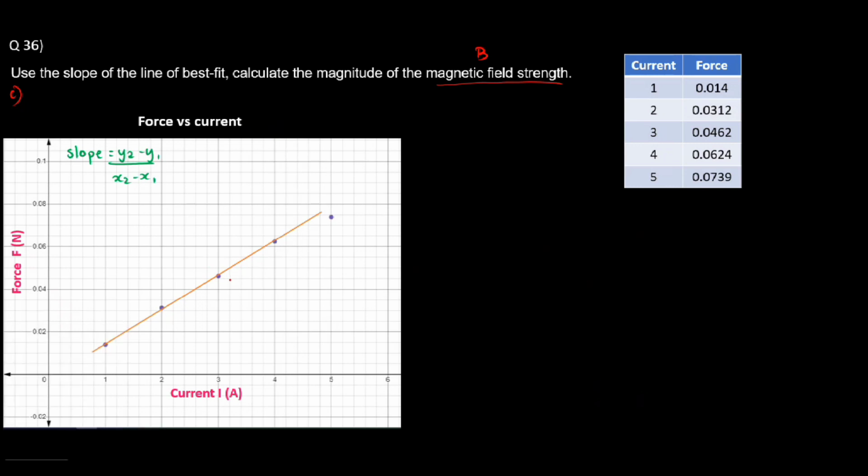So let me choose my x1, y1 as this point over here, which is 3 and 0.0462, whereas my x2, y2 will be this 4 and 0.0624. I will call this x1, y1, x2, y2. Let's calculate the slope using this. y2 is 0.0624, y1 is 0.0462, divided by 4 minus 3, and that will give me my slope as 0.016 newton per ampere.